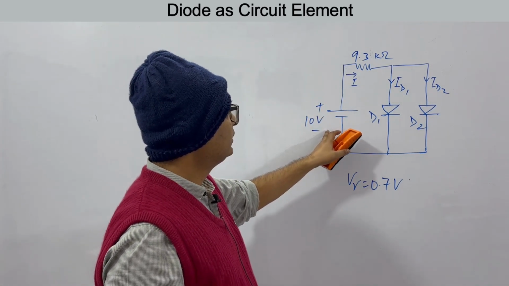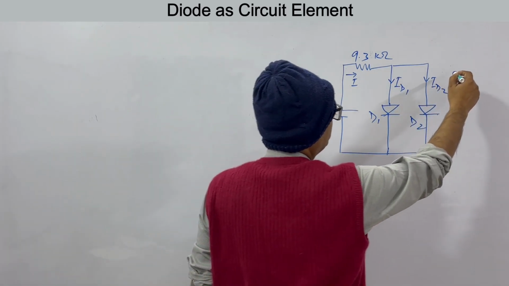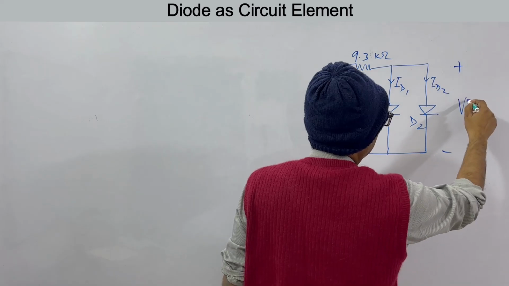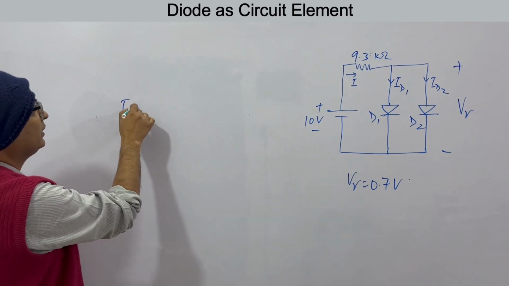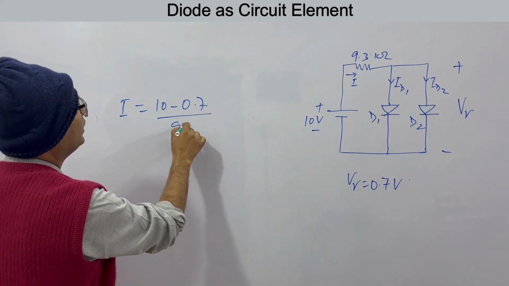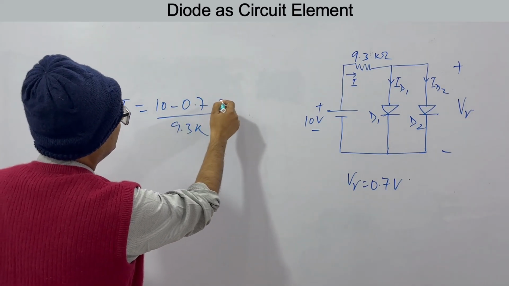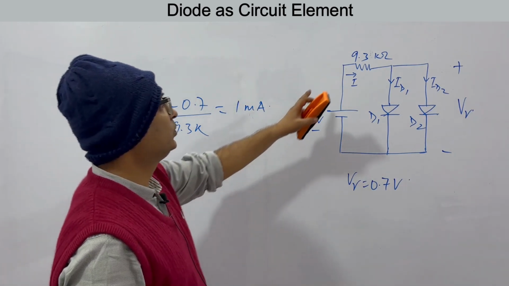See, this is a diode, this is a diode. So the voltage drop across this will be V gamma, that is 0.7 volts. So what will be I? I will be 10 minus 0.7 by 9.3 kilo ohms. So 9.3 by 9.3, that is 1 milliampere. So I is 1 milliampere.